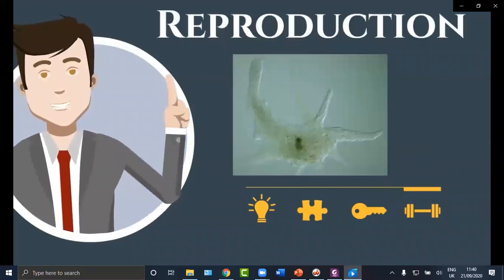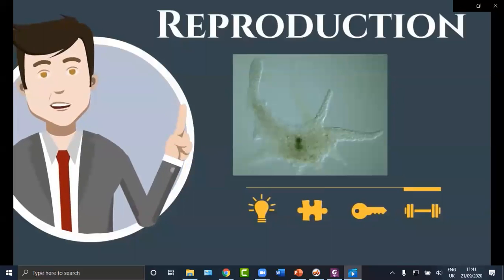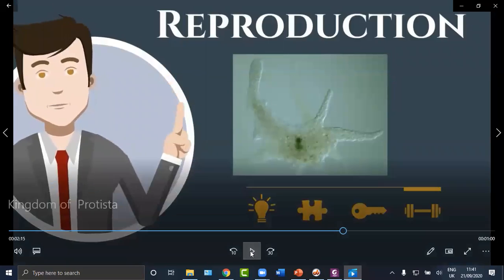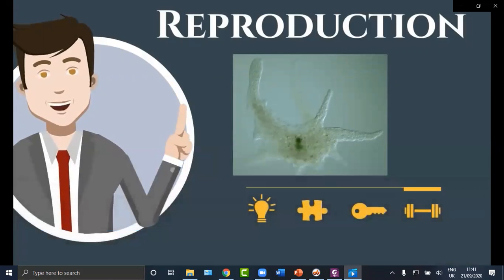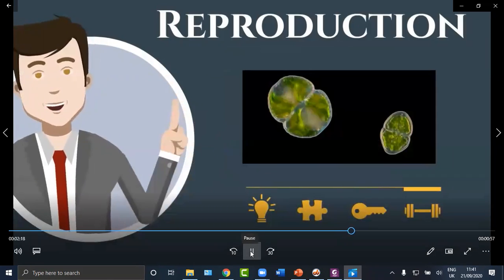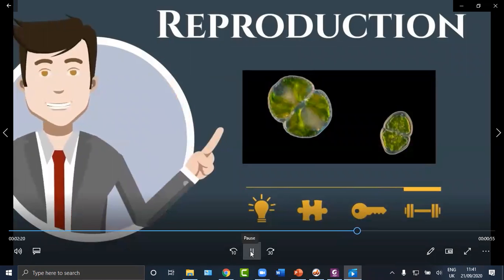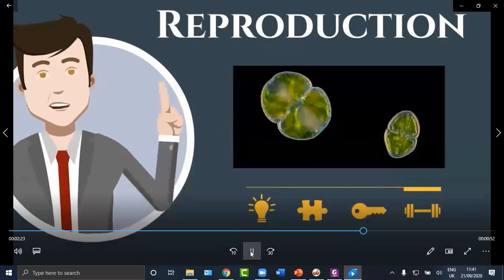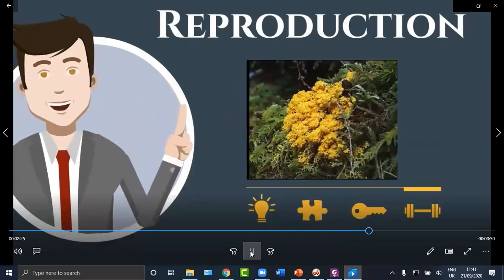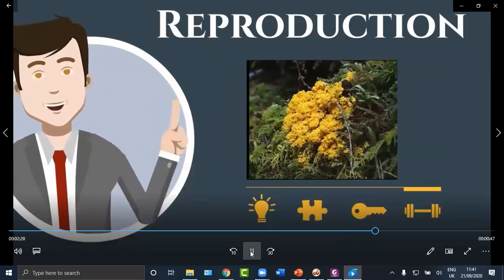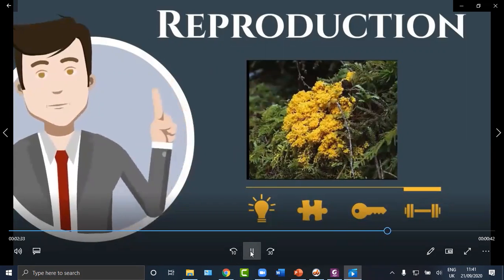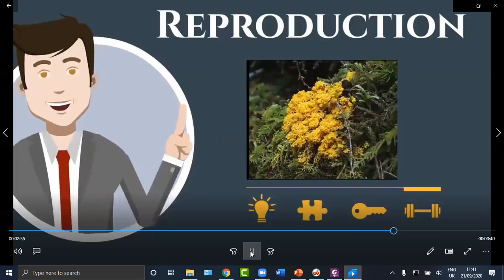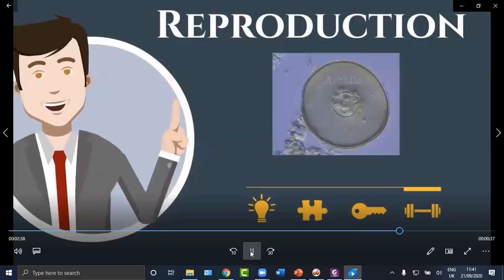Secondly, let's look at reproduction. Some protists reproduce asexually. Amoeba, algae, and many other protists use binary fission to reproduce. Slime molds reproduce using spores, which is a type of asexual reproduction. Others reproduce by budding. Take a look at this protist. It reproduces by budding.